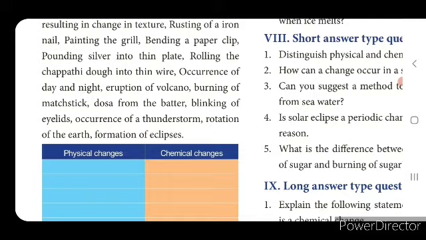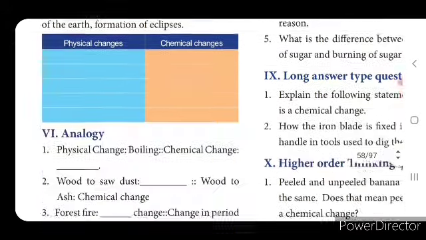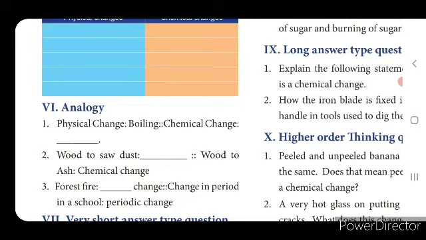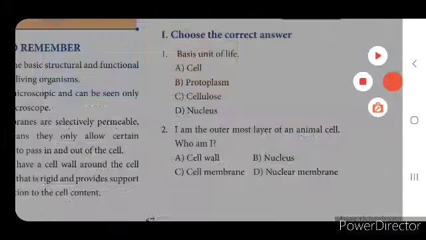Clear, children? Then short answer. Here also you read. No need to read very short answer type. In this lesson you read short answer type. It is very important. Okay, then long answer type, only two answers are given. You read both the things. Okay, children? Now we'll go with biology lesson.